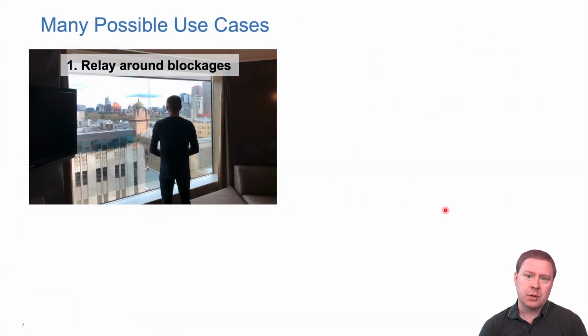There are many possible use cases that people have been talking about. The first thing is to let the RIS act a bit like a relay. I'm standing here in a hotel room, looking out over a city, and suppose I don't see the base station, but I can see parts of buildings that the base station can also see. Then I can deploy the RIS at a number of different buildings so we can create this kind of virtual line of sight path and relay signals around different kinds of blockages or shadowing phenomena.